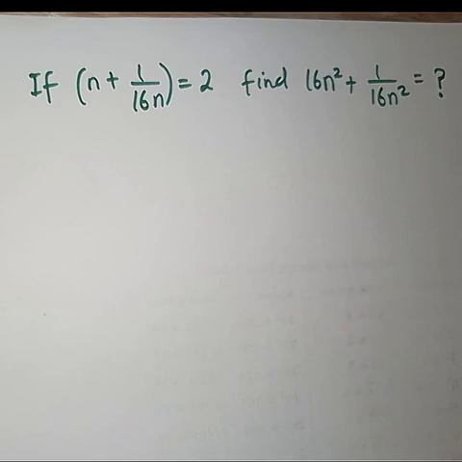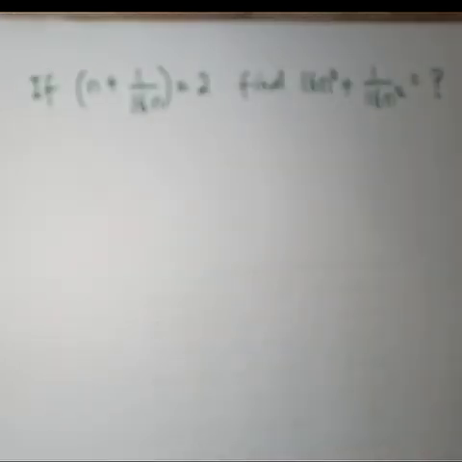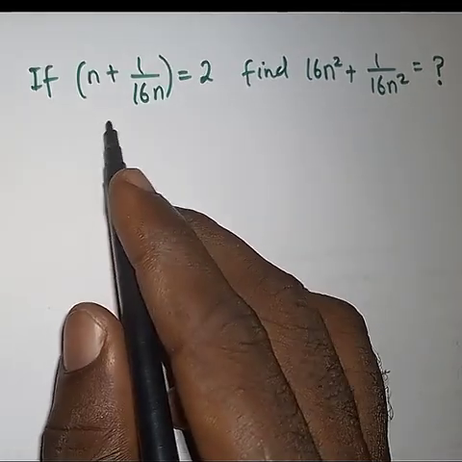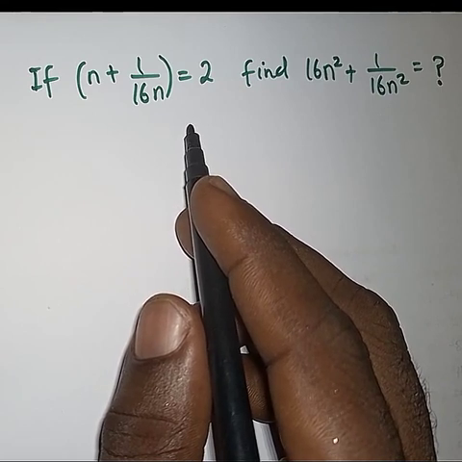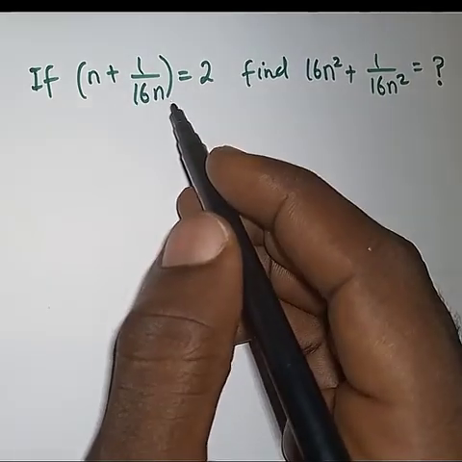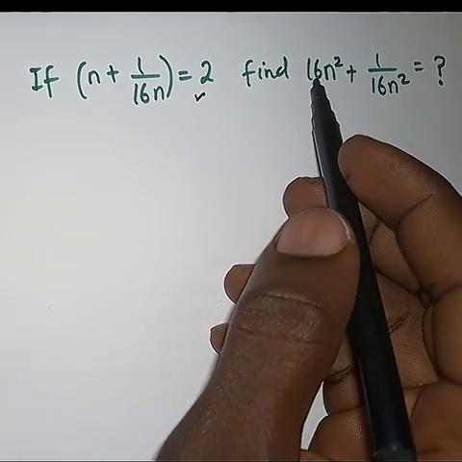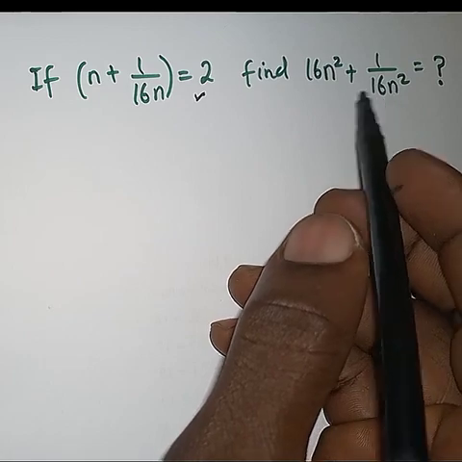In this tutorial today, we're going to solve this problem on this board. The question said, if n plus 1 over 16n equals 2, find 16n squared plus 1 over 16n squared. So what are we going to do? We are going to start from here because we want to see how we can bring out this 16n squared plus 1 over 16n squared.